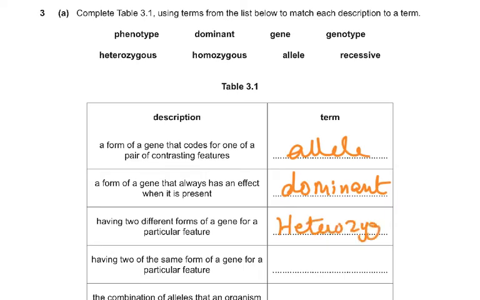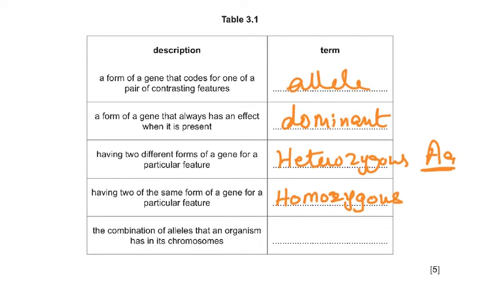Heterozygous means it can be big A and small a. Having two of the same form of a gene for a particular feature. Homozygous. Can be homozygous dominant, can be homozygous recessive. Then the combination of alleles that an organism has in its chromosomes. Genotype. Phenotype is the physical characteristic. So this would be your 5 marks.